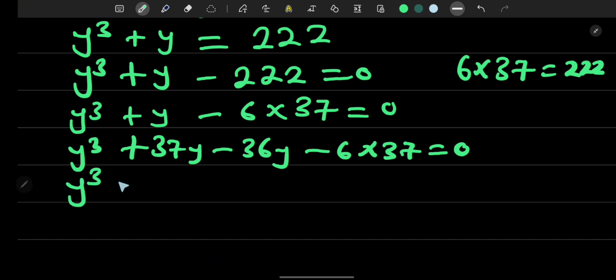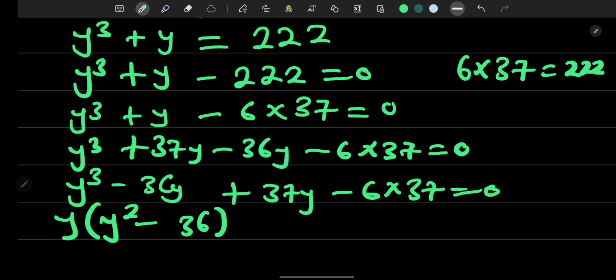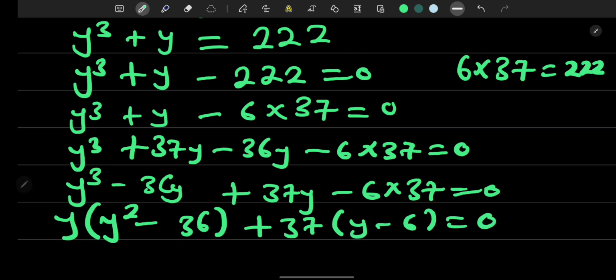This can be written as y cube minus 36y, then we have plus 37y here, then minus 6 times 37 equals 0. Now from the first two terms here, what do you have? The y cube minus 36y. I'm going to factorize y out here, which is a common factor there. By the time you do that, you're going to be left with y squared minus 36. All right, now from the last two terms, what can you factorize out there? Yeah, I'm sure that's 37. When you factorize 37 out, you are left with y minus 6 equals 0.